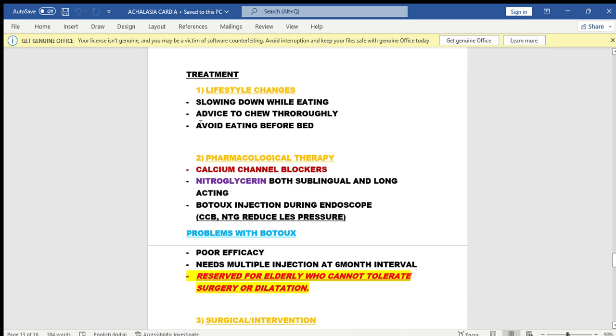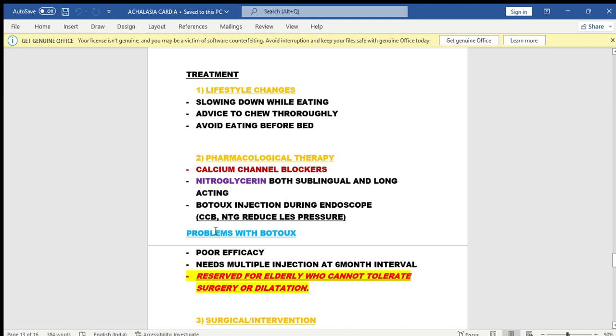Behavioral, you need to instruct your patient to chew their food properly and eat as slowly as possible, right? And they need to avoid eating before bed to reduce the risk of regurgitation, acidity and heartburn. Pharmacological therapy, we have nitroglycerin and calcium channel blockers, both sublingual nitroglycerin and long-acting nitroglycerin. Why do we use it? Because it reduces the lower esophageal sphincter pressure. So that's the role of calcium channel blockers and nitroglycerin.